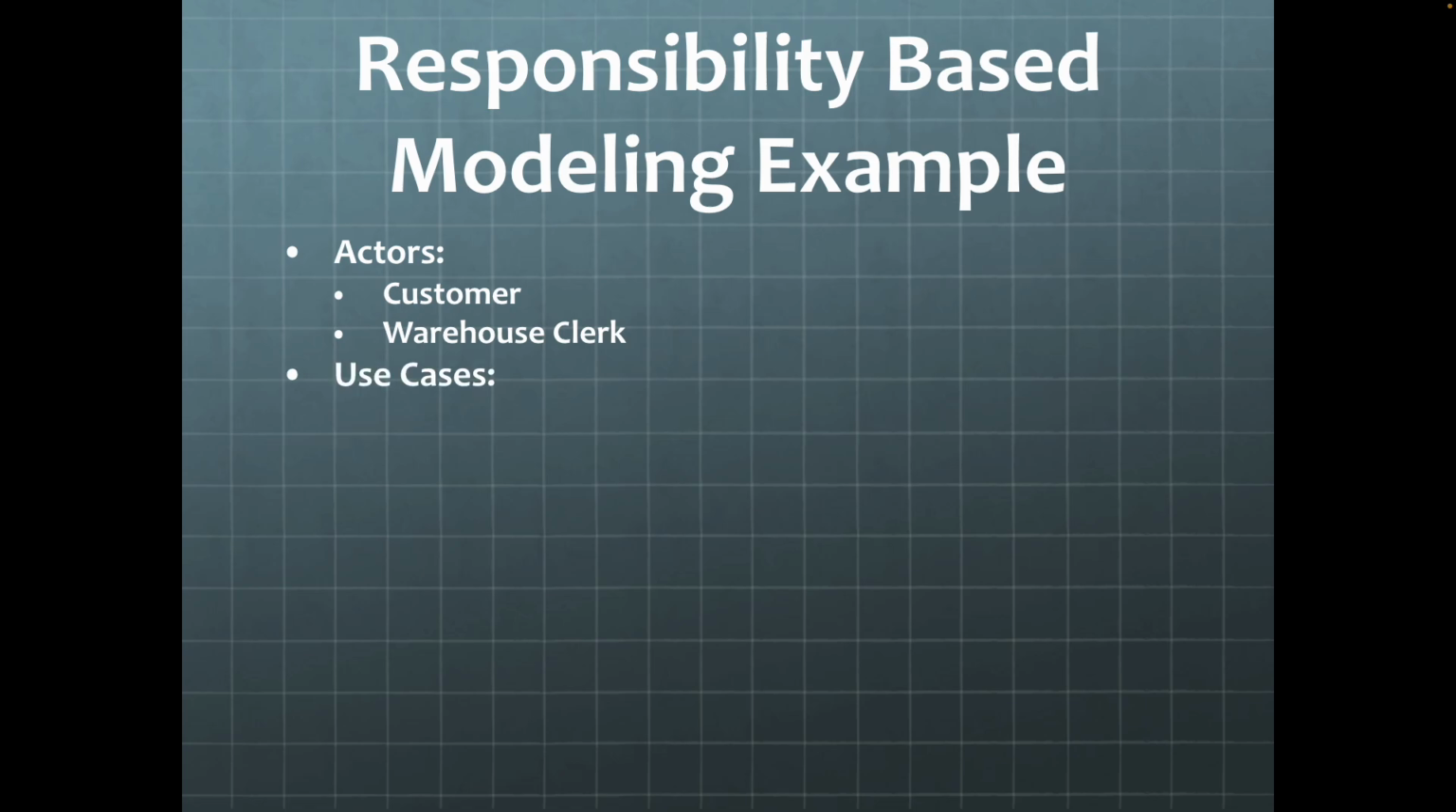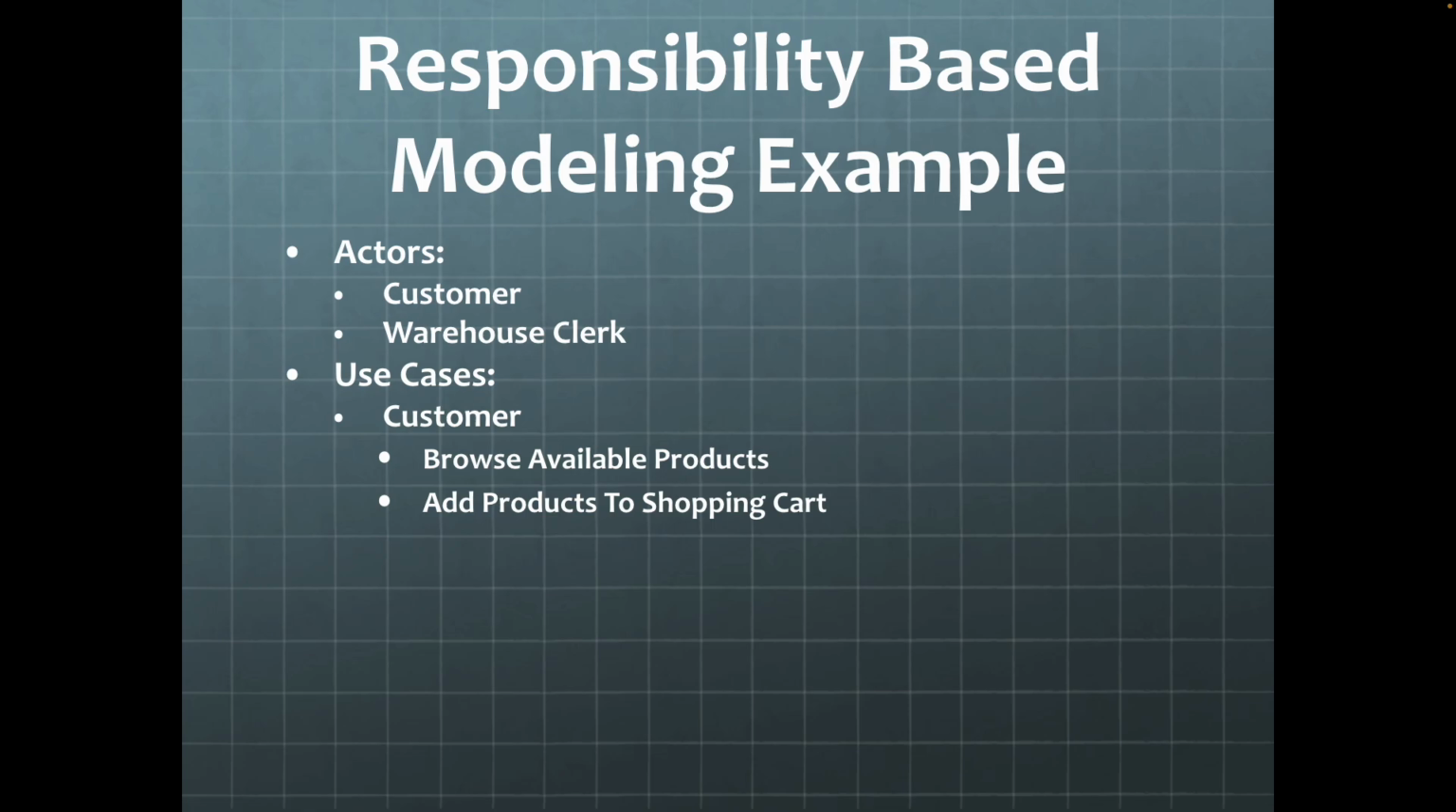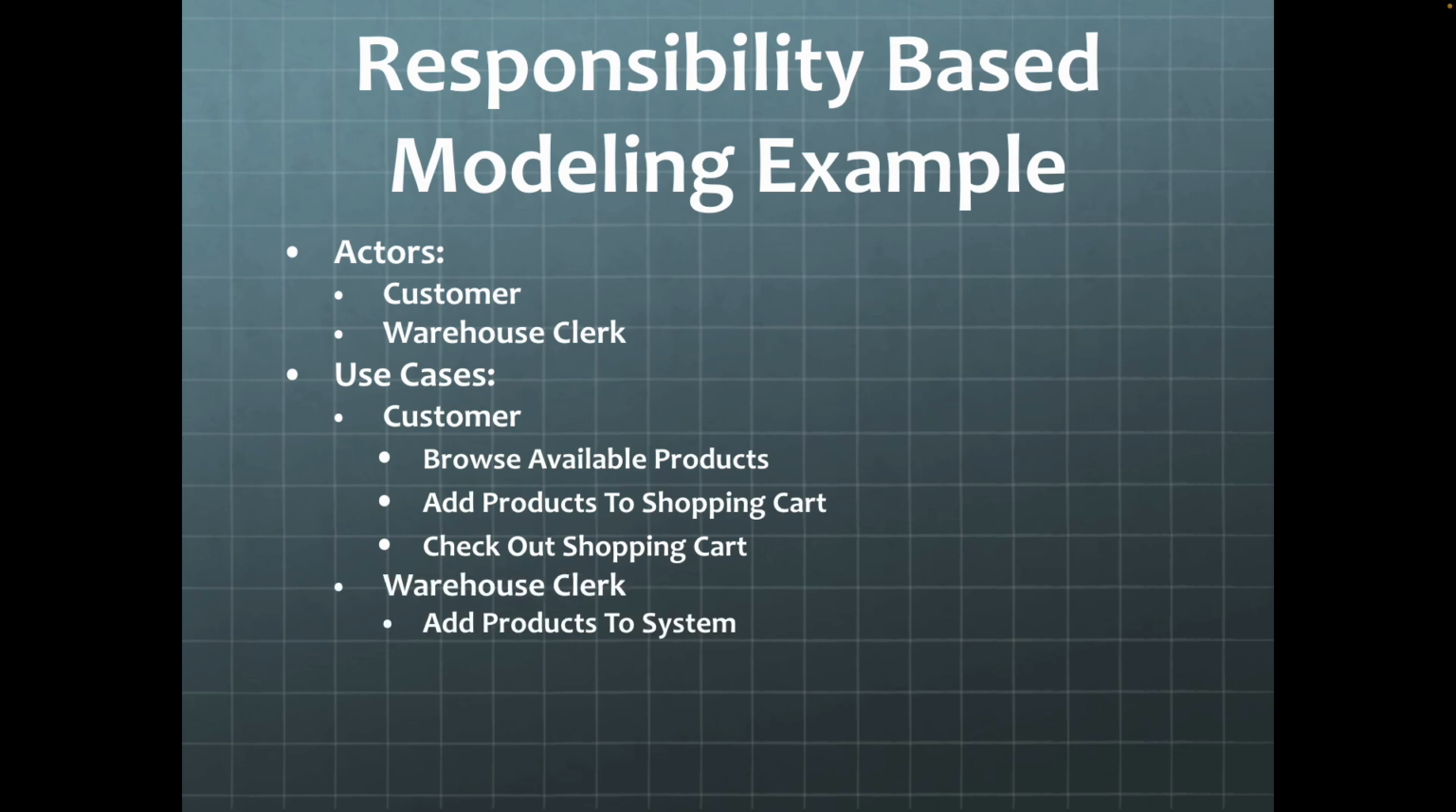And the key thing in the responsibility-based modeling process is that we use use cases as the unit of requirement that we begin with before we dig down and discover the objects. So instead of starting at actions, we start at a level higher than actions, which is use cases. So in this case, the customer has use cases: browse available products and add products to shopping cart, and check out shopping cart. And then the warehouse clerk has his own use cases, which is add products to system and read product orders for fulfillment.